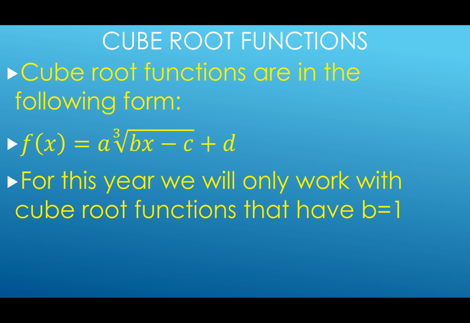Okay, so that's our square root functions. Now the cube root functions will be in this form: a times the cube root of bx minus c, plus d. Where again, this year and this year only, we're only going to be talking about b equals 1. So there will be no number in front of the x.